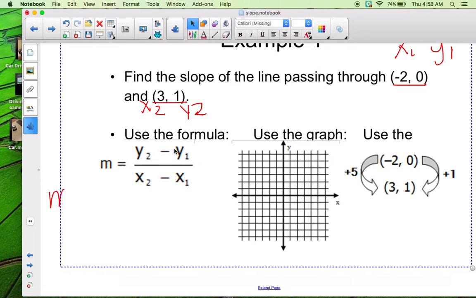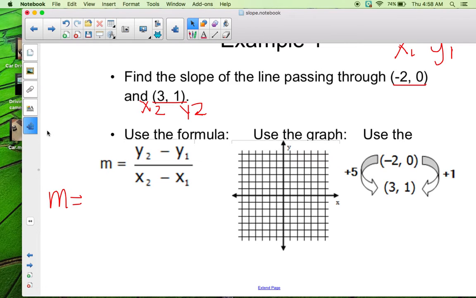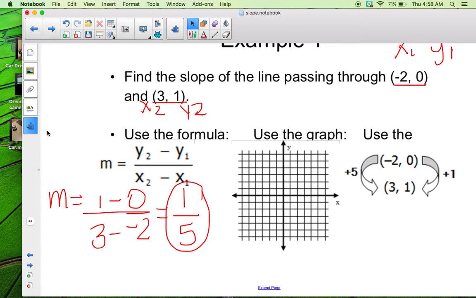So when you plug it in, you're going to get the following. I'm going to move that out of the way. You're going to get 1 minus 0 over 3 minus a negative 2, which is going to be 1 over 5. And that's your answer. Now, you would have to memorize this formula. I cannot give you this formula. It is a formula you have to memorize.